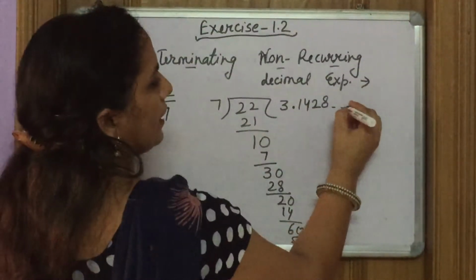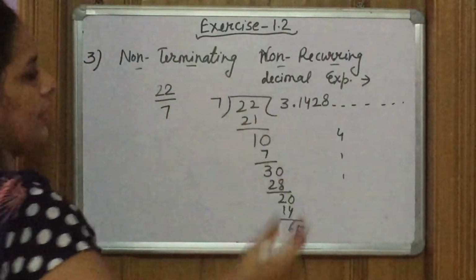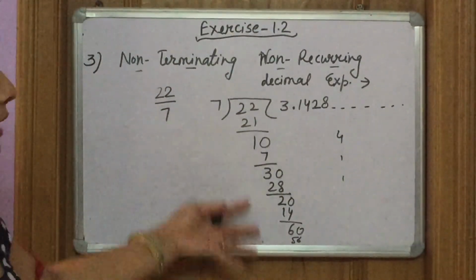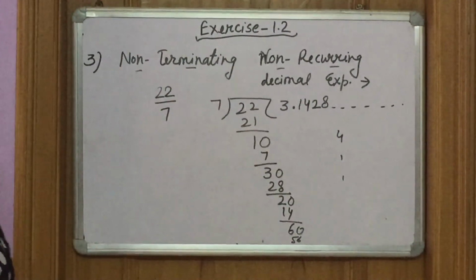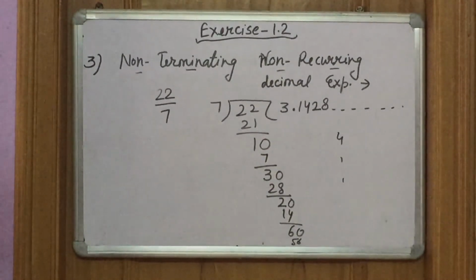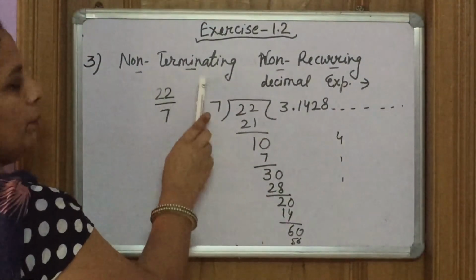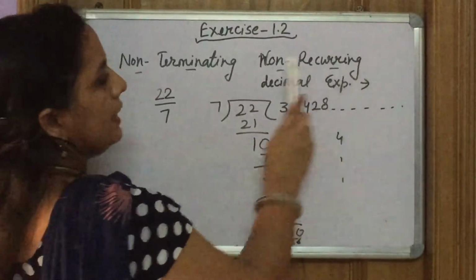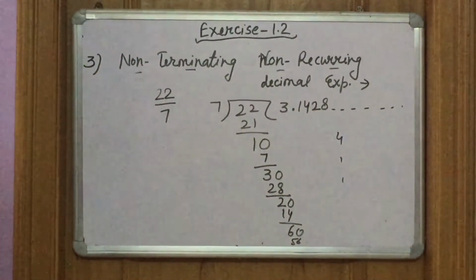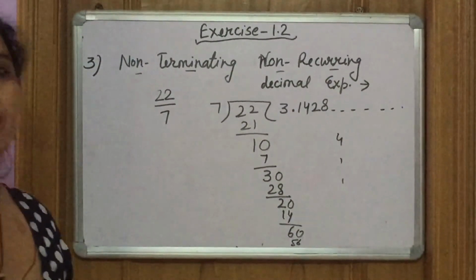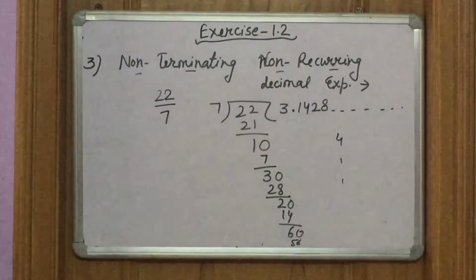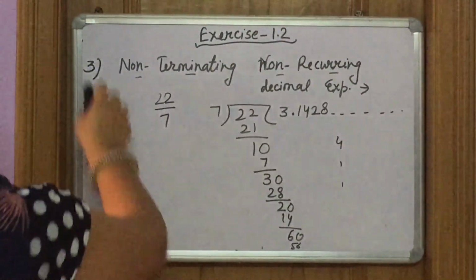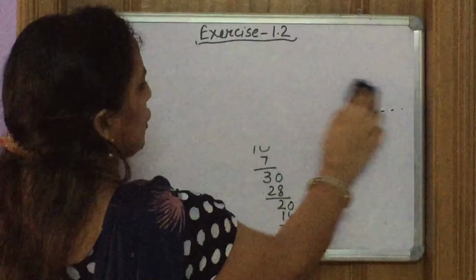So in that case, we write dash dash dash, because in this division the remainder never becomes 0 and never repeats. So we say that this number has non-terminating, non-recurring, meaning not repeating, decimal expansion. So this number is an irrational number. Now we will do some questions on the basis of these conditions.